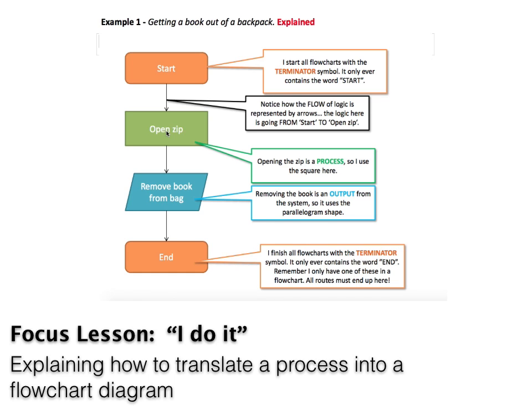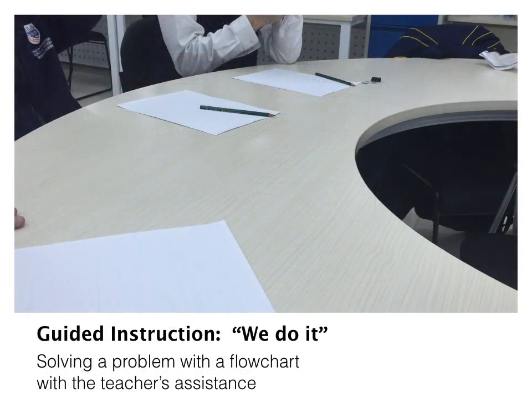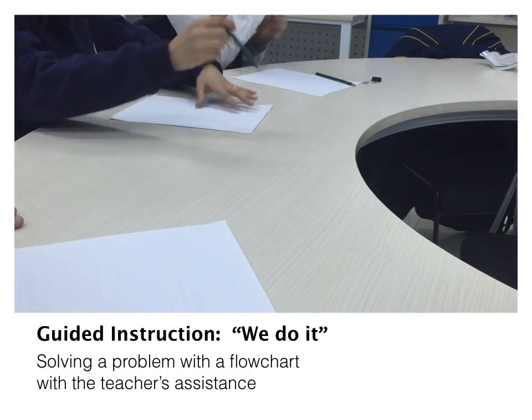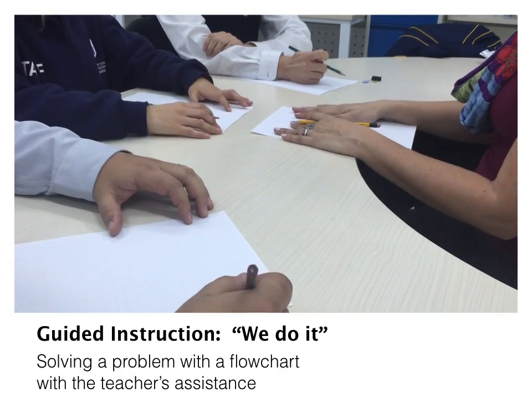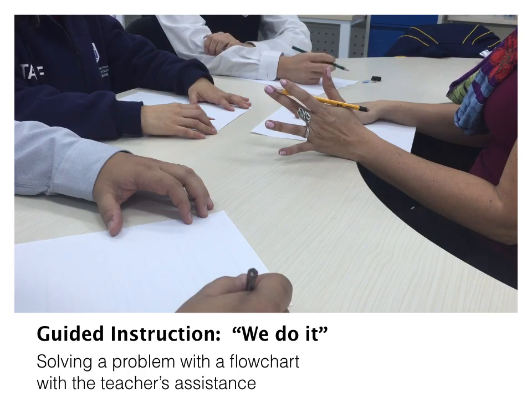Okay, so what we're going to do now is that I'm going to give you a problem, and we are going to solve it. I'm going to solve one first. I'm going to show you how I go from my problem to my flowchart, and then we're going to do another one all together. Okay, good. There you go. So first, I'm going to do another flowchart, like the ones that I just showed you, and you're going to help me, okay?